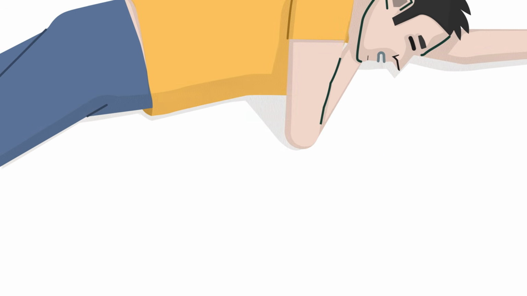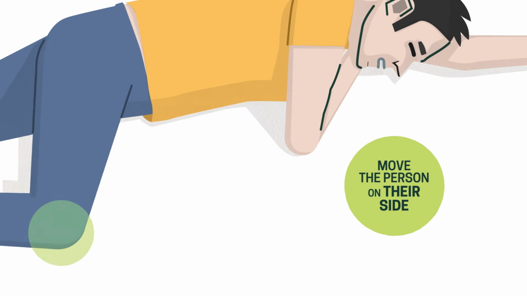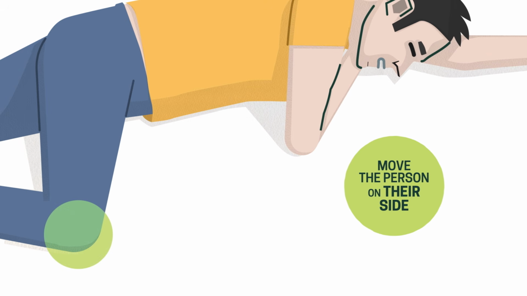While you wait, move the person on their side with their top knee bent. A person is lying on their side with their top knee bent forward on the floor. Their arm is bent in to support their head. This is also known as the recovery position.